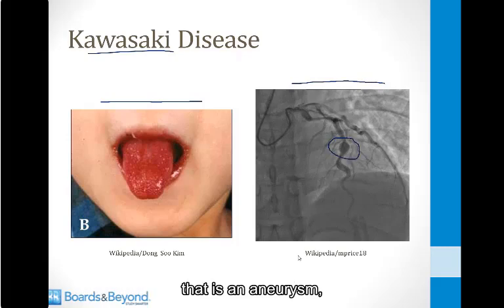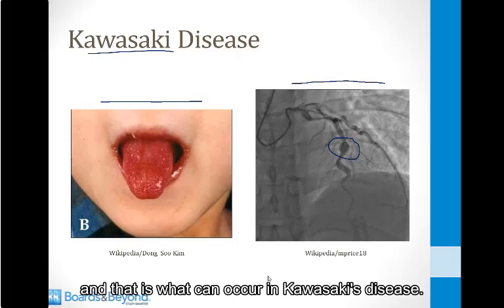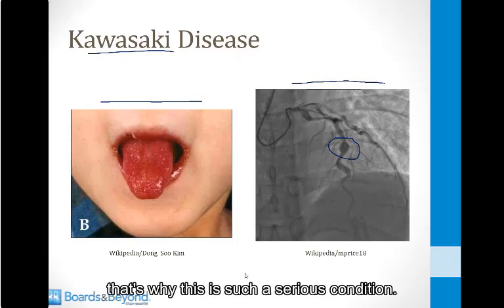That is an aneurysm, and that is what can occur in Kawasaki's disease, and it can lead to death of the child, and that's why this is such a serious condition.